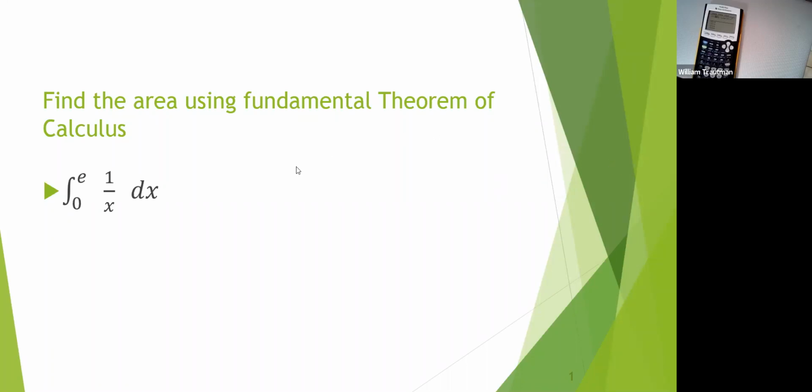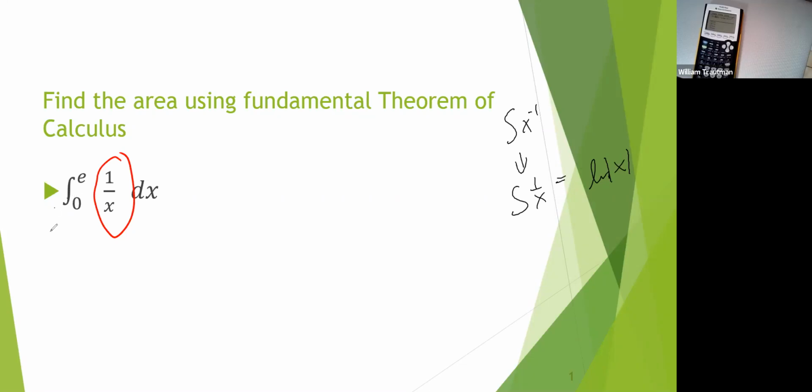Next, integrating from 0 to e, and we're going to integrate 1 over x. Well, first we have to integrate 1 over x. Go to your formula sheet, and you can integrate. It tells you integration of x to the minus 1, right? The formula sheet shows this, which is the same thing as integrating 1 over x. The integration is the natural log of x.